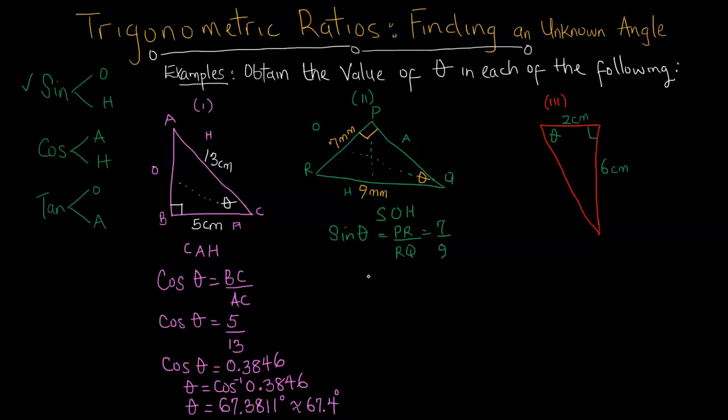So if sine theta is 7 over 9, of course 7 divided by 9 is 0.7778. Thus, theta is going to be the inverse sine or the arc sine of 0.7778, and this is going to give 51.0596. I can as well approximate this correct to one decimal place, and this is going to be 51.1 degrees.